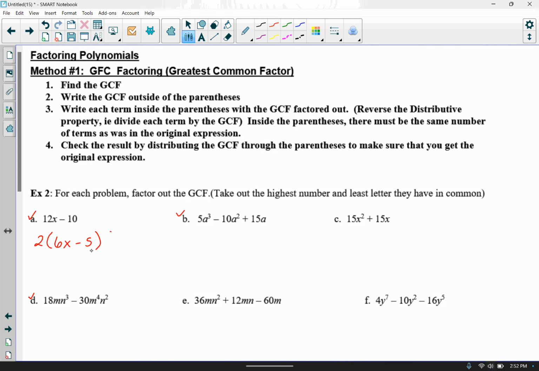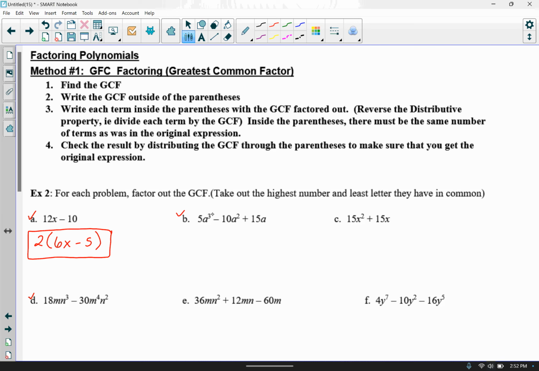And you write your leftovers on the inside. But you can check yourself by distributing. 2 times 6x gives you 12x. 2 times negative 5 gives me negative 10. Here's how I know that I pulled out the GCF. 6x and negative 5 do not have anything left in common, so I know that this would be my final answer. Okay. Let's move over to letter B.